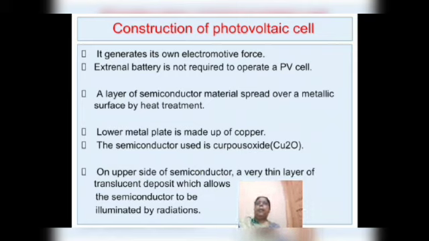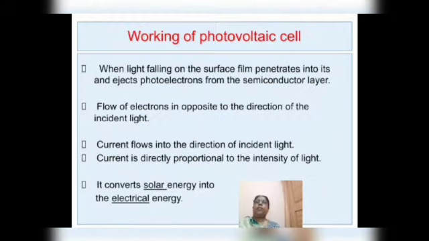A layer of semiconductor material is spread over a metallic surface by heat treatment. The lower metal plate is made up of copper. The semiconductor used is cuprous oxide, Cu2O. On the upper side of the semiconductor, a very thin layer of metal is deposited which allows the semiconductor to be illuminated by radiation.